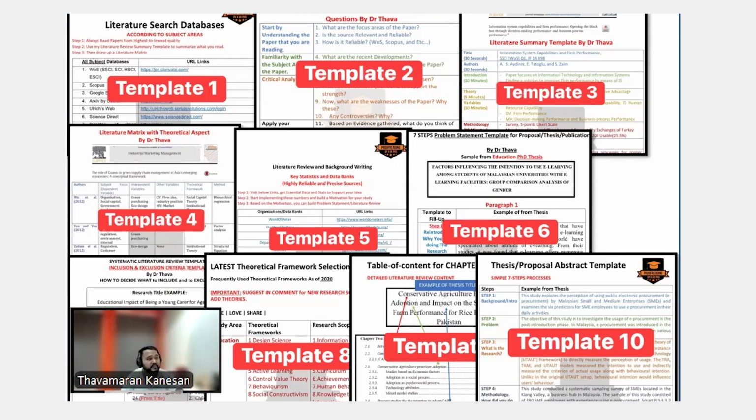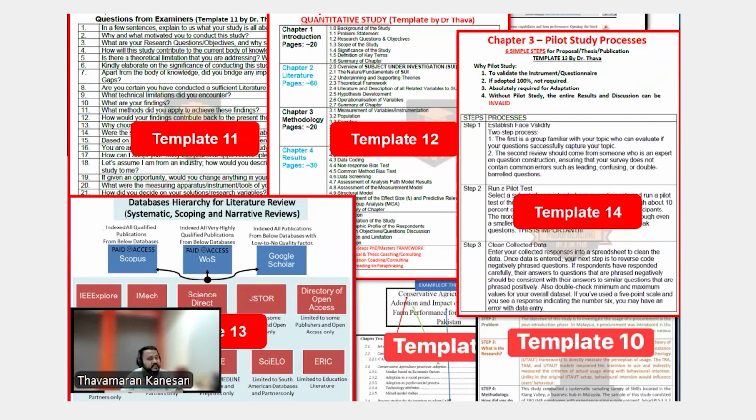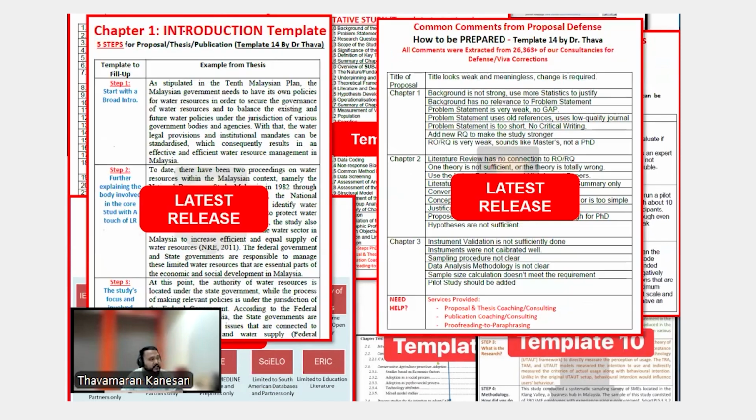So here I've already broken down what you exactly need to do in every section: problem statement, systematic literature review, table of content for different thesis types, and the full table of content for quantitative thesis, proposal, defense, viva questions, database hierarchy for systematic review, what databases to use, and introduction, and what kind of comments you normally get from proposal, defense, and so on and so forth.